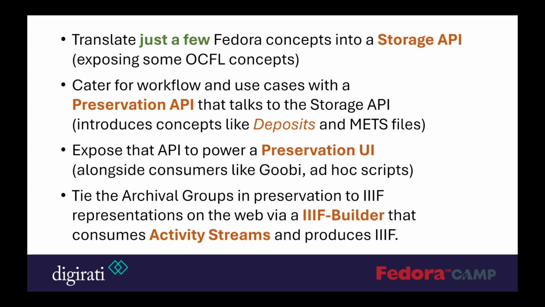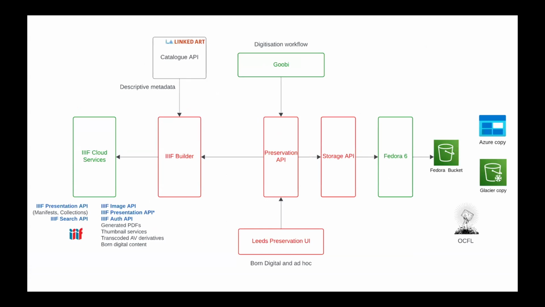And then there's a user interface on top of that preservation API, and then various bits of glue that tie events within the preservation API to other systems that can pick up the fact that something's new or changed and build IIIF resources from them. And here's a diagram that illustrates that. We've got IIIF on the left, giving stuff out to the world, OCFL on the right, and Linked Art coming in the middle to decorate the IIIF manifests that get created with semantic metadata.